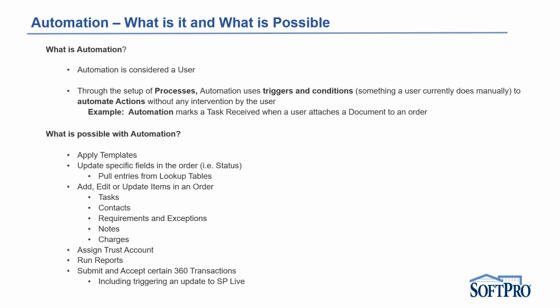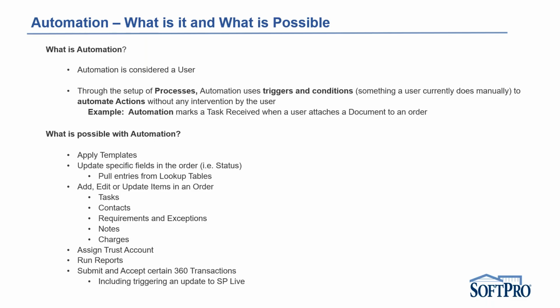task, adding a note, adding any charges for your additional title charges screen, if we can tell it by other things being entered into the order that it's the right time to do those things because the other things have happened, automation can go hit that plus sign because it is a user and add those items to your order. Automation can also assign a trust account to your order.